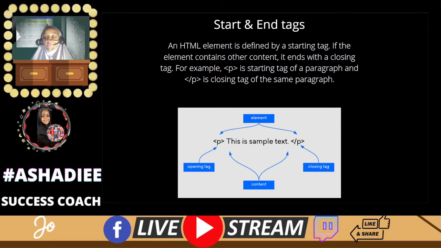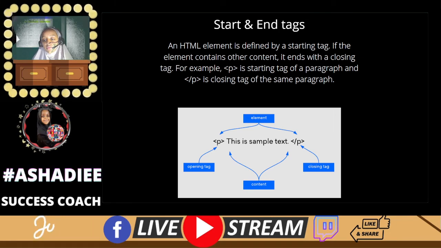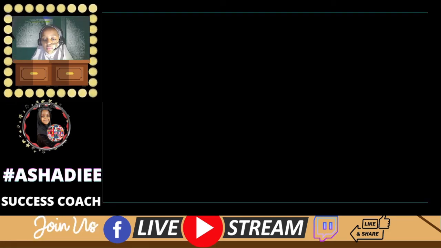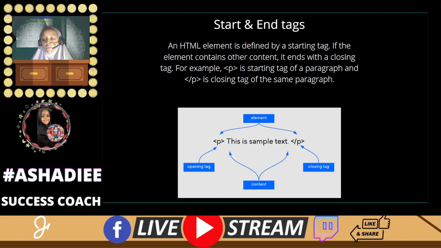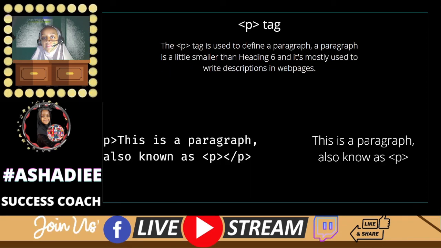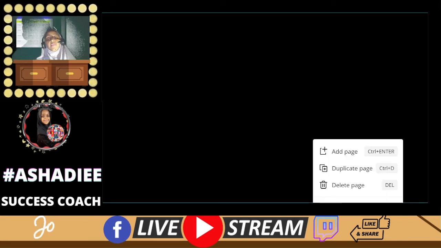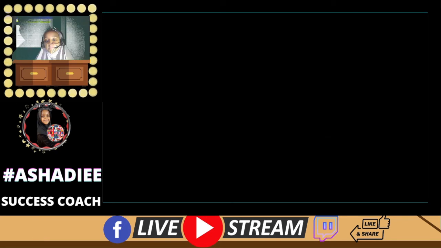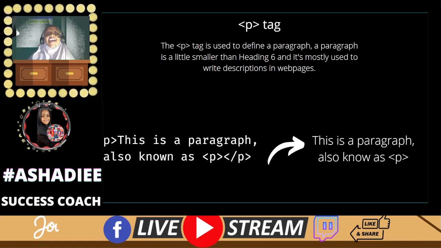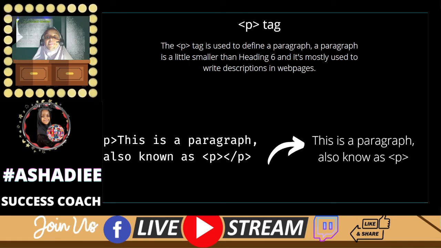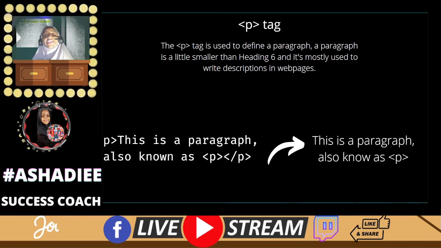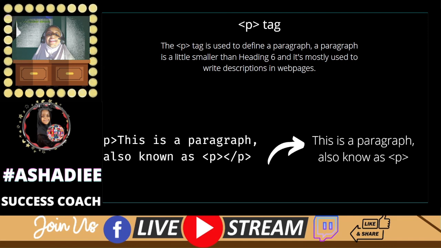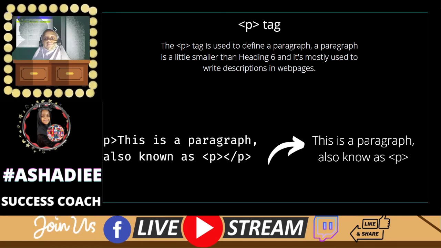Let's move on, everyone. Okay, here. The P tag. The P tag is used to define a paragraph. A paragraph is a little smaller than heading 6, and it's mostly used to write descriptions in web pages.